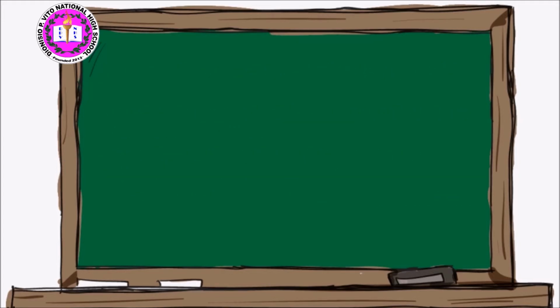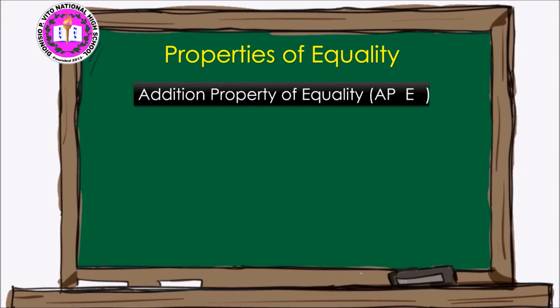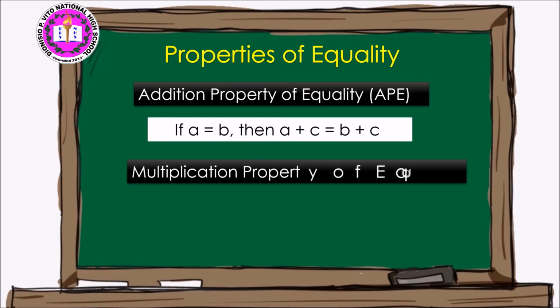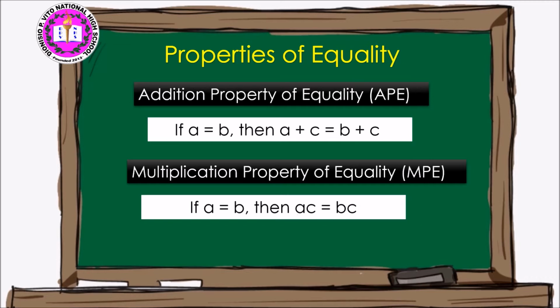You have to consider properties of equality or inequality before you can solve an equation or inequality. For any real numbers a, b, and c, here are the properties of equality. The first property that we have is the addition property of equality, or APE. If a is equal to b, then a plus c is equal to b plus c. The next property that we have is the multiplication property of equality, or MPE. If a is equal to b, then ac is equal to bc.